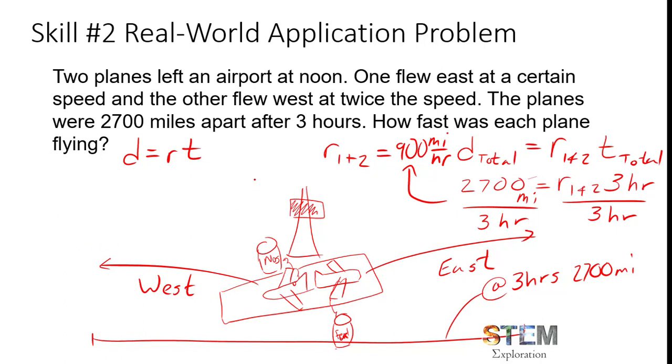one plane's flying directly west, maybe you can put together and say the rate of the west flying plane, plane 1, let's call this plane 1, and let's call this plane 2, is equal to R1 plus R2. Okay?